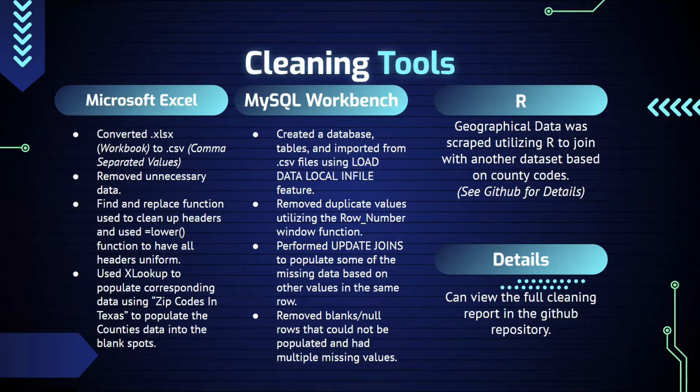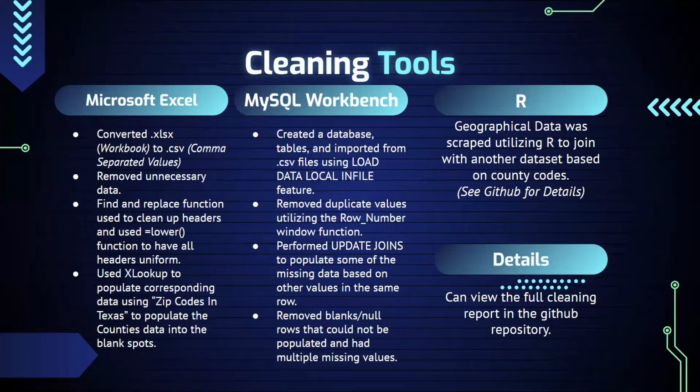So in Excel, I also removed some unnecessary data. There's quite a bit of columns in there that just didn't seem like they would be pertinent in the analysis portion of it. So I decided to just kind of remove it entirely. Some other things in Excel was just minor stuff like using the find and replace function to clean up the headers. And then I just got them all to lowercase to kind of look more uniform. And I used the XLOOKUP with the zip codes data source to populate the county's data into the blank spots in the main data set.